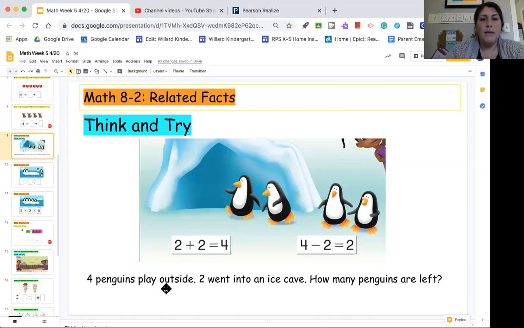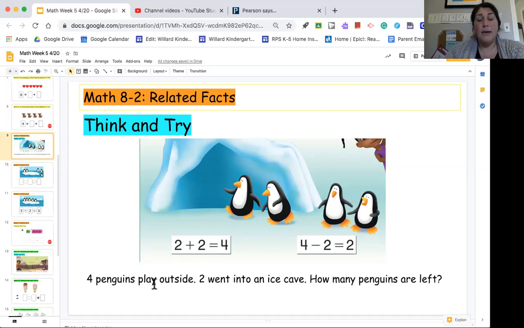4 penguins play outside. 2 went into an ice cave. How many penguins are left? This problem doesn't require you to write anything, but if you want a little think time, you can pause the video now.